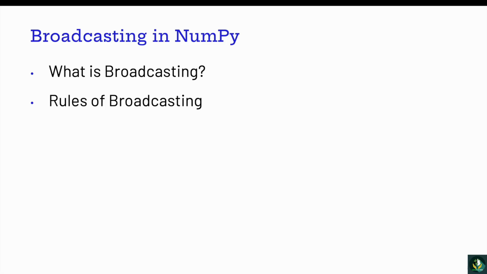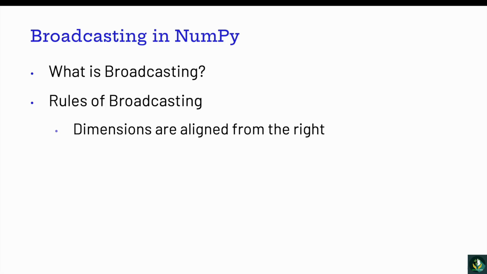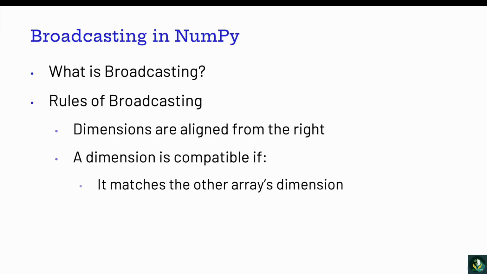Some of the rules of broadcasting include: dimensions are aligned from the right, and a dimension is compatible if it matches the other array's dimension, or if one of the dimensions is 1. So let's look at some examples for this.